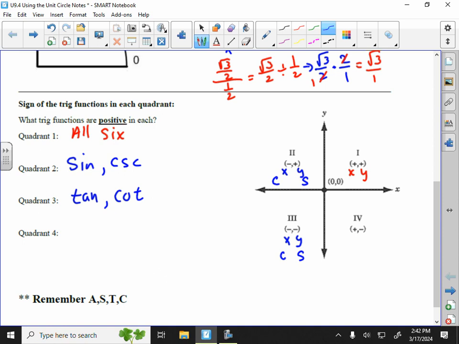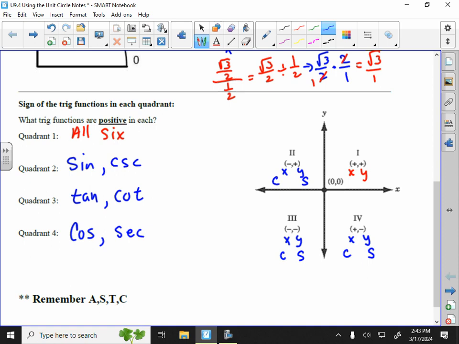Now in quadrant 4, x is positive and y is negative. Again, x is our cosine value and the y is our sine value. So we can see that the x's are positive in quadrant 4, which refers to the cosine. So cosine is positive in quadrant 4, along with its reciprocal, the secant.